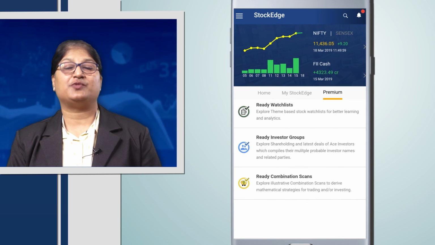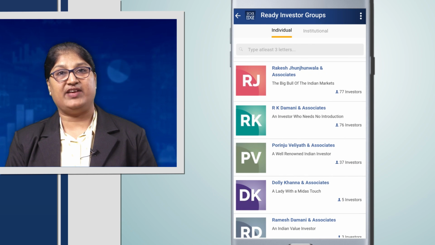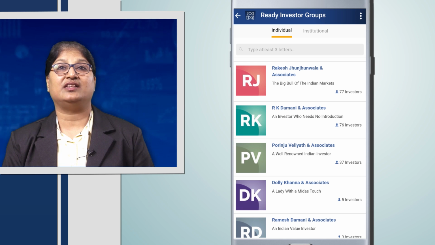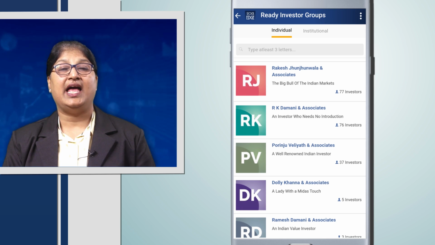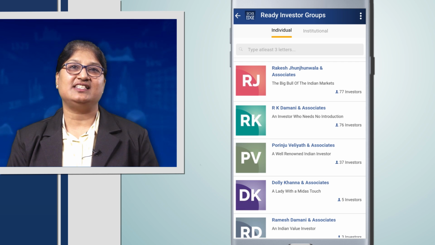Ready investor groups, where you get access to ready-made portfolios of more than 50 ace investors like Rakesh Jhunjhunwala, Dolly Khanna, Porinju Veliyath, Vijay Kedia, R.K. Damani and many more. Start following them, learn from their investing style.